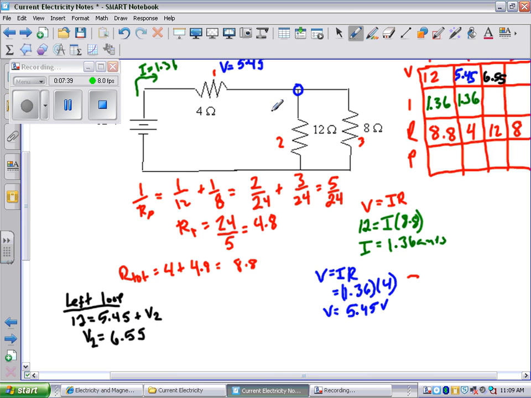Now that allows me to find the current here. I can do V equals IR to get that. So V equals IR, so 6.55 equals I times 12. And if I divide by 12, I end up with a current of 0.55. So we'll put that in here.